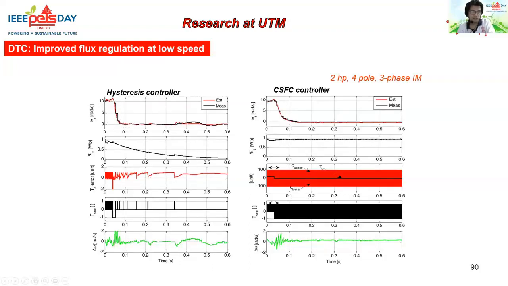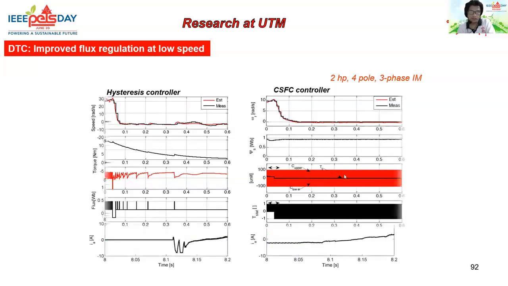With the hysteresis controller, the flux regulation is completely out of control, which results in a speed estimation that is not accurate. But with the constant switching frequency controller, even though the speed goes to 0, the stator flux is regulated to its rated value, which means that the estimated speed, shown in red, compared to the measured value in black, is also improved. This is the speed error.